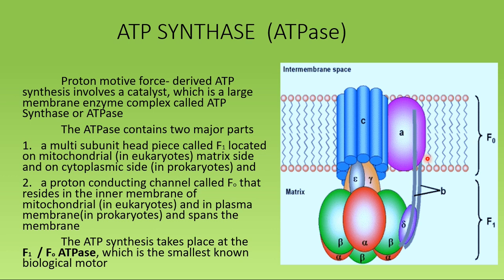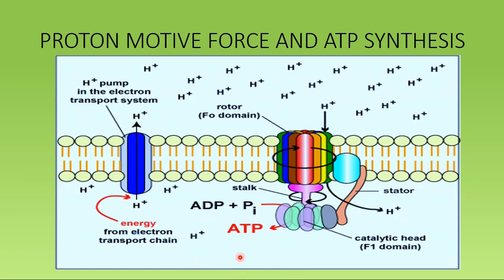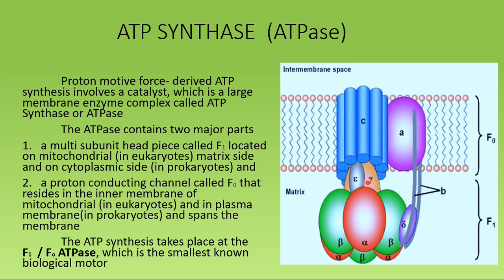Now F1, as I told you, is a multi-subunit headpiece, and it is the catalytic complex responsible for conversion of ADP into ATP. So here is our head part, which is involved in the conversion of ADP into ATP. This is not as simple as I am saying. Let's see what the components of this F1 headpiece are and what the components of F0, the tail or stalk, are. It looks like a lollipop if you invert it.